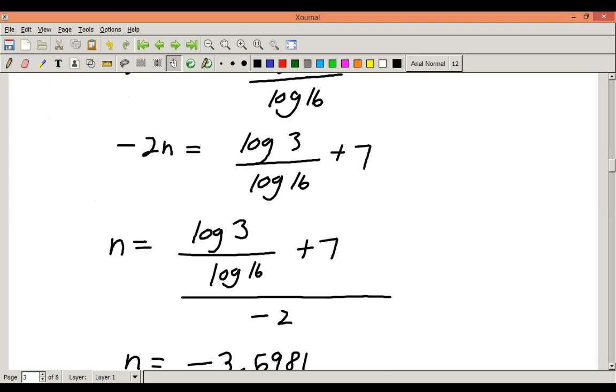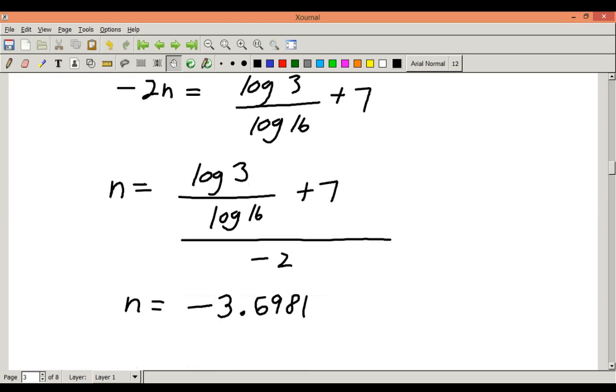And so you got a kind of complicated looking problem to put in your calculator. So don't try to put that all in at once and get messed up with parentheses and so on. I would do it in parts. I'd first do log of 3 divided by log of 16 and get that answer. So equals, and then plus 7 equals, and get that next part added in there. And then finally divide by negative 2. So if you break it down into smaller steps, you'll make fewer mistakes. You should get negative 3.6981 if you did that correctly. So make sure you know how to use your calculator.